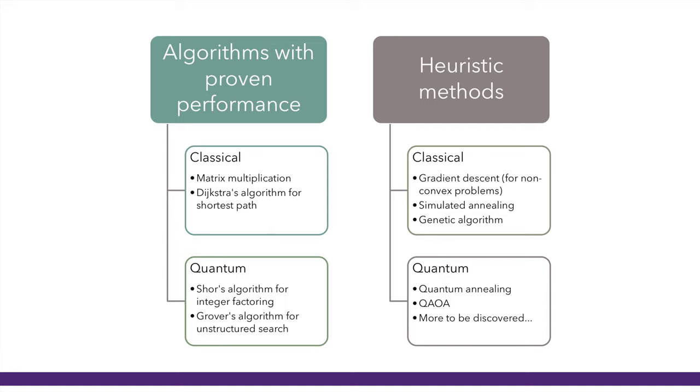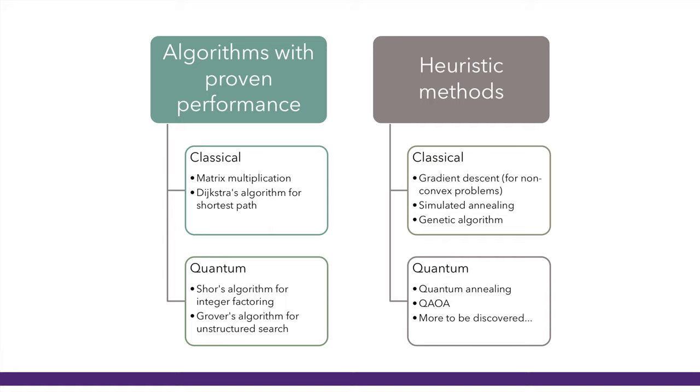Classically, there are many algorithms that have proven performance. For example, matrix multiplication, the naive method is always O(n cubed) and you get the correct answer, or Dijkstra's algorithm for shortest path. And quantumly, there are also algorithms with proven performance, such as Shor's algorithm for integer factoring or Grover's algorithm for unstructured search, right? And for those, we know exactly where they fall in this kind of complexity Venn diagram.